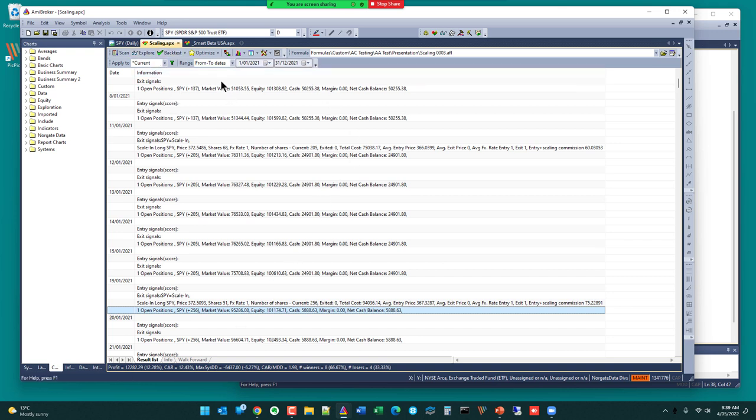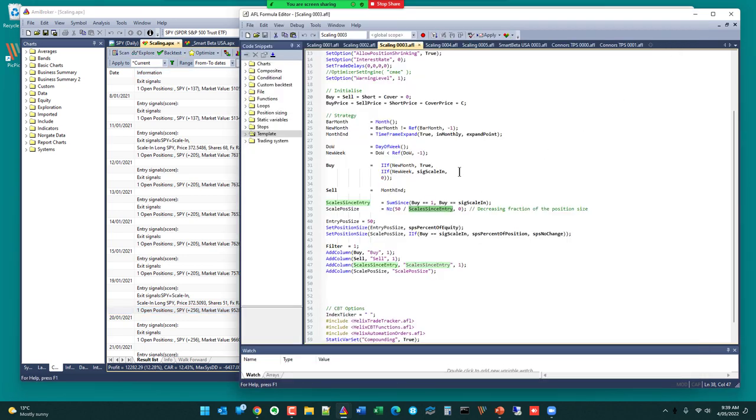So that's how we can do it, using something which is based on the number of times you scale in, rather than just a basic flat rate of increase or decrease. Okay, so that's the basics of scaling in. It doesn't really get any more complicated than that. It's really up to you how you generate the signals and when you scale in.